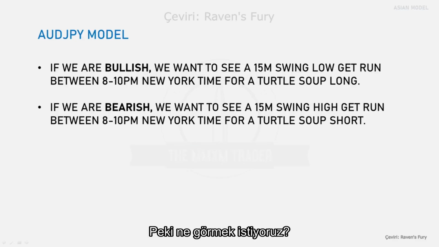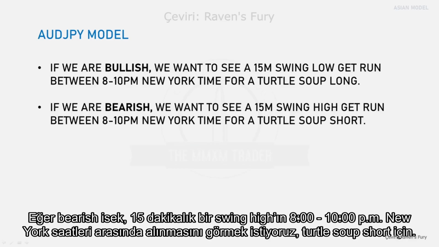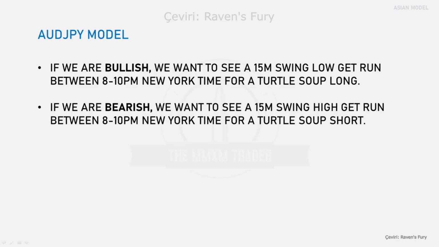So what do we want to see? If we are bullish, we want to see a 15-minute swing low get run between 8 to 10 p.m. New York time for a turtle soup long. And if we are bearish, we want to see a 15-minute swing high get run between 8 and 10 p.m. New York time for a turtle soup short.